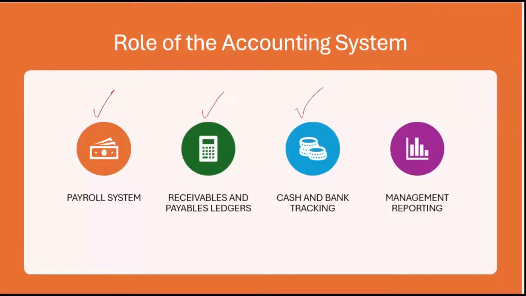3. Cash and bank tracking. The system keeps track of the company's cash resources and bank accounts, ensuring that the company has sufficient funds available to cover expenses and payments. 4. Management reporting. At regular intervals, the accounting system generates reports that provide vital information to management. These reports summarize financial performance, helping management make informed business decisions.